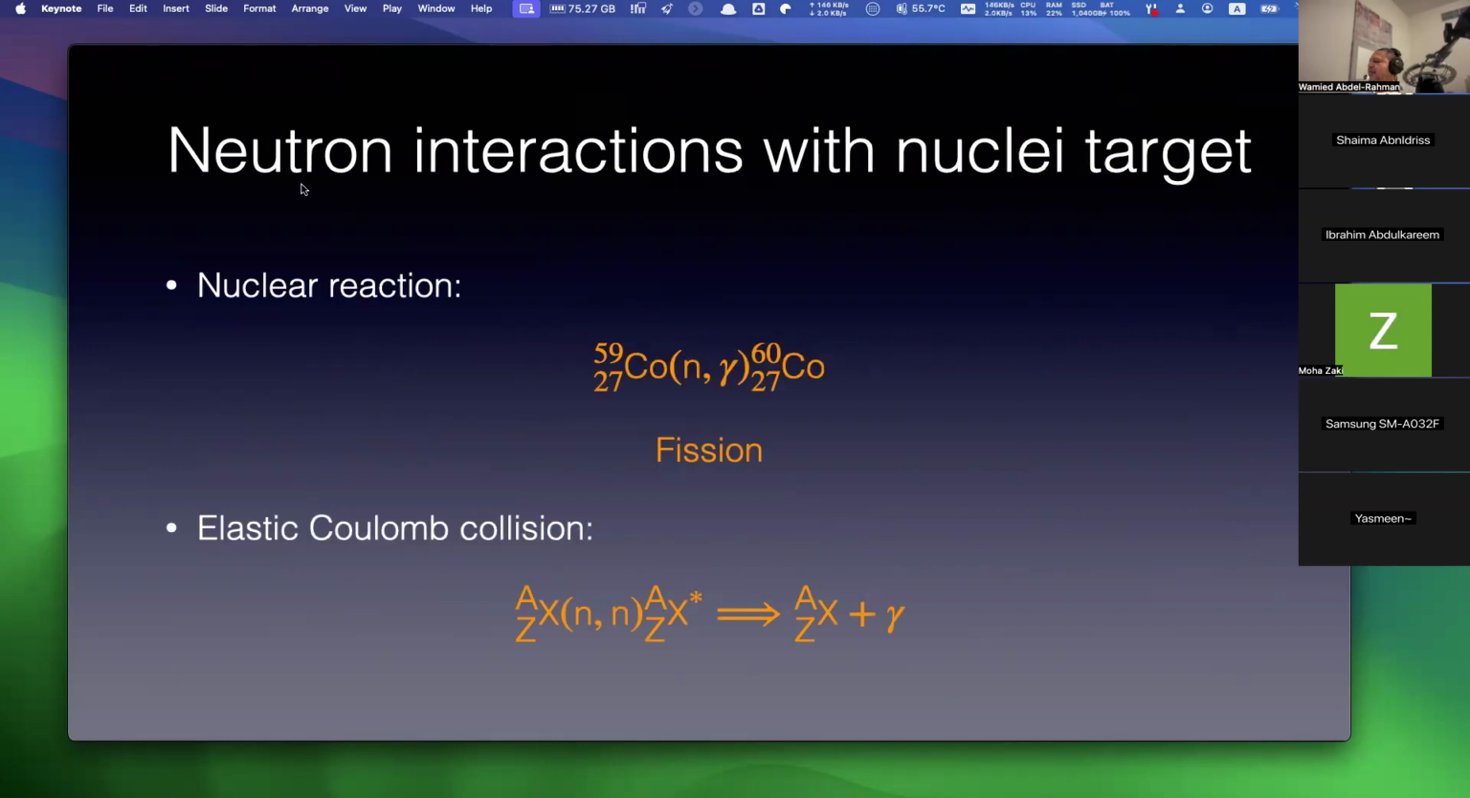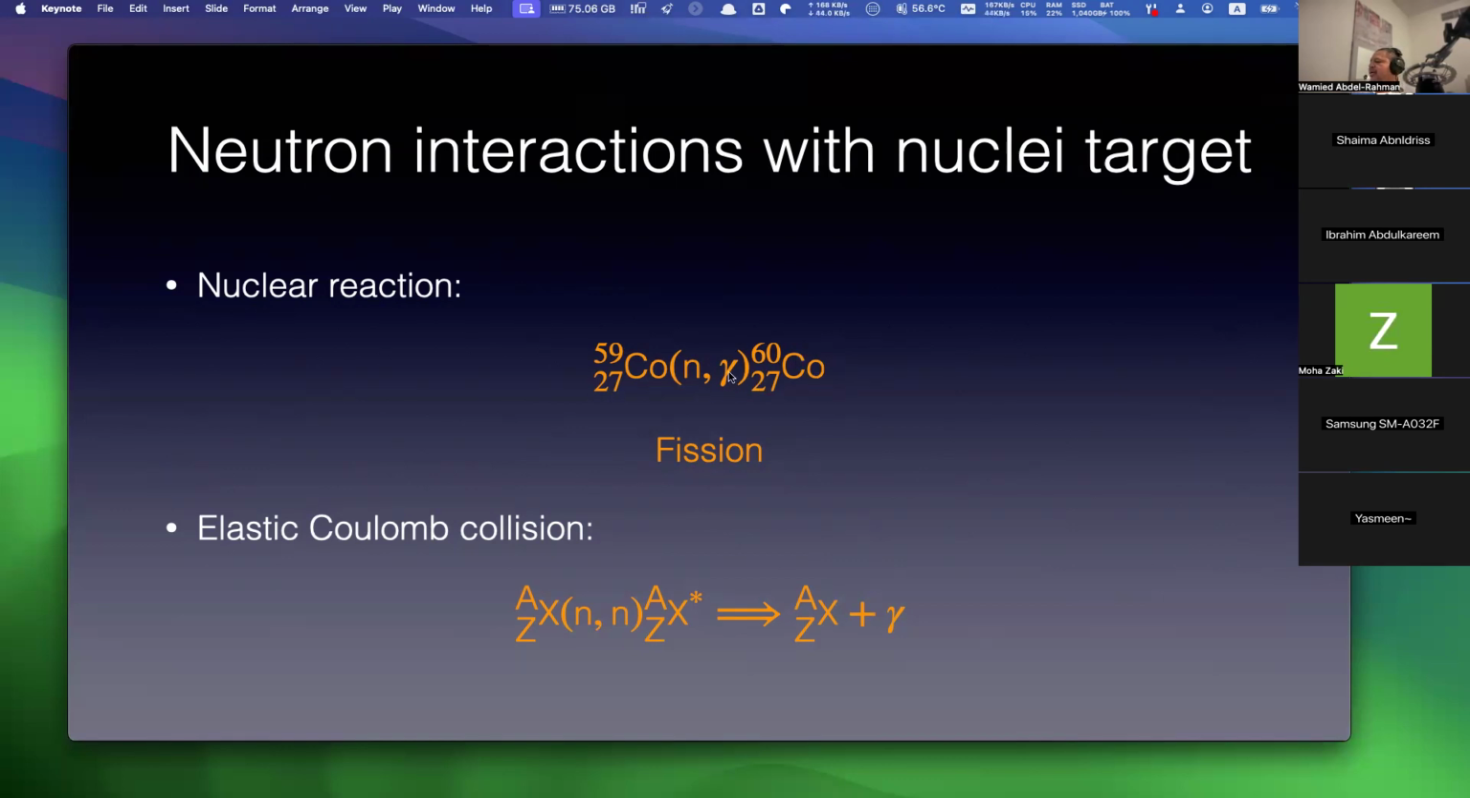Finally, we look into neutron interactions with nuclei targets. So we have nuclear interactions. The neutron is then going to undergo a nuclear interaction with the nucleus. A very famous example is cobalt-59, where a neutron will be absorbed by the nucleus of cobalt-59, transforming it into a cobalt-60 nucleus.